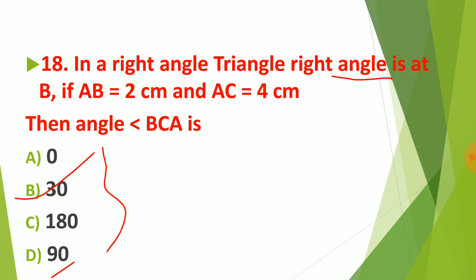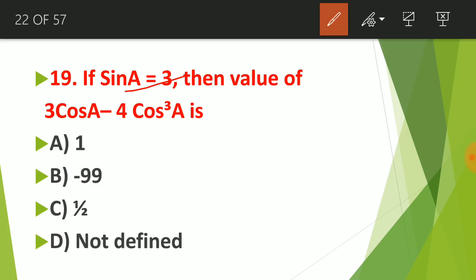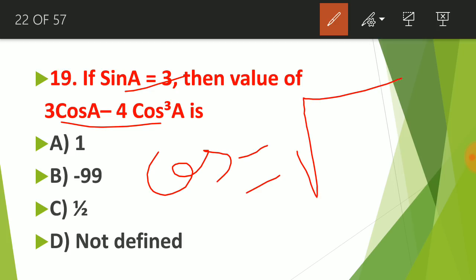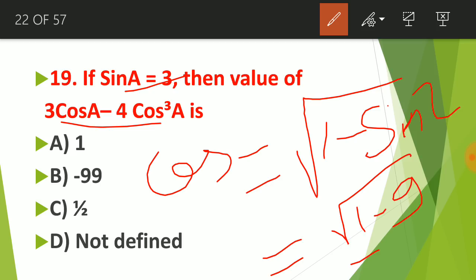Now let us move to question number 19. If sin A is equal to 3, then find the value of this. See, this is also a tricky question. If sin A is equal to 3, then cos A will be, we know our formula, cos square A plus sin square A is equal to 1. So cos A will be root of 1 minus sin square A, and sin A is 3. It means 1 minus 3 square, which is 9. So root under minus 9 is invalid, which is a complex number. Because of that, we cannot find the value of 3 cos A minus 4 cos cube A. So it is undefined.